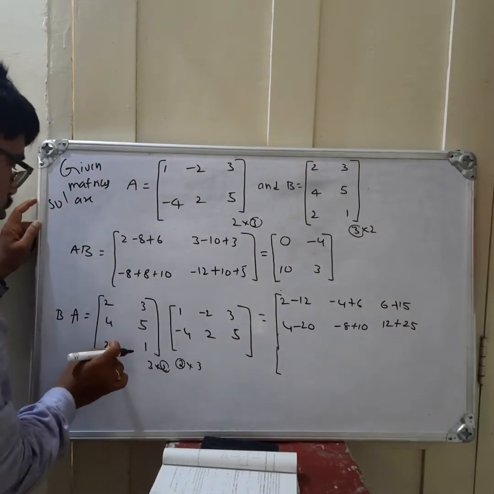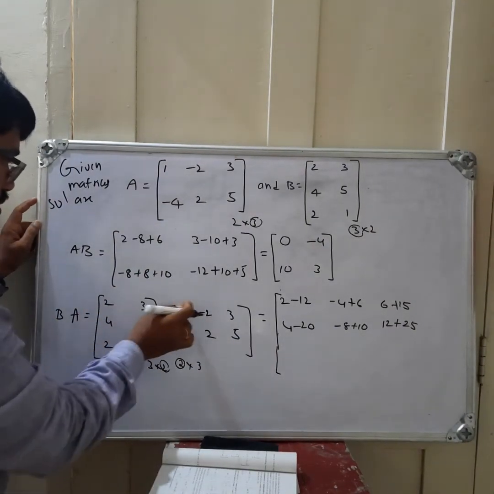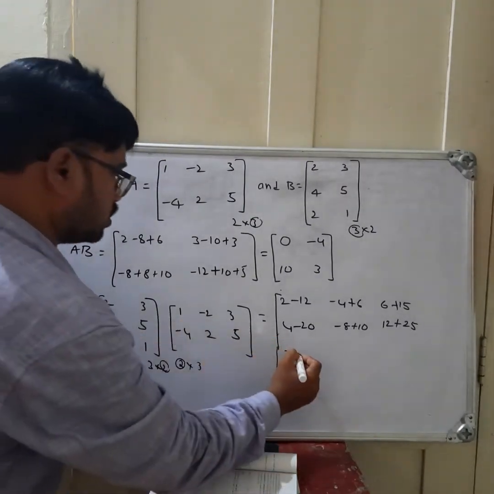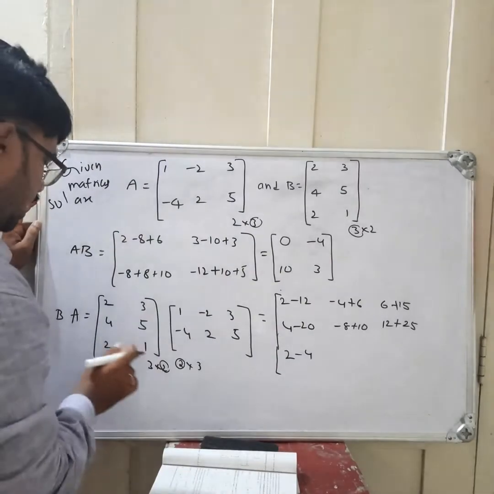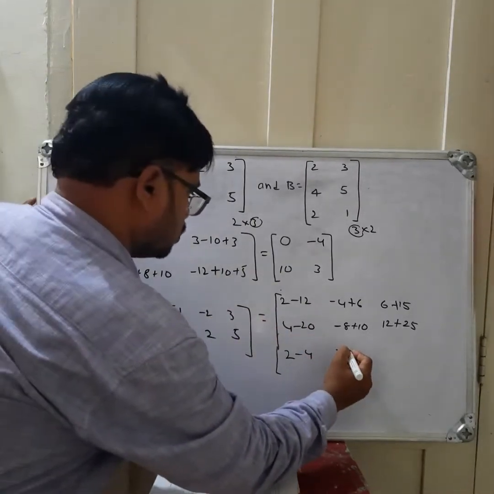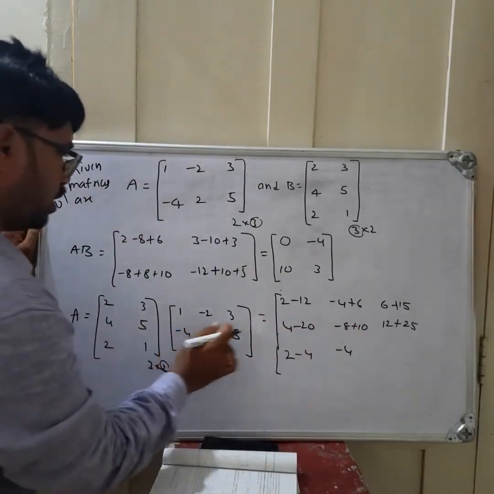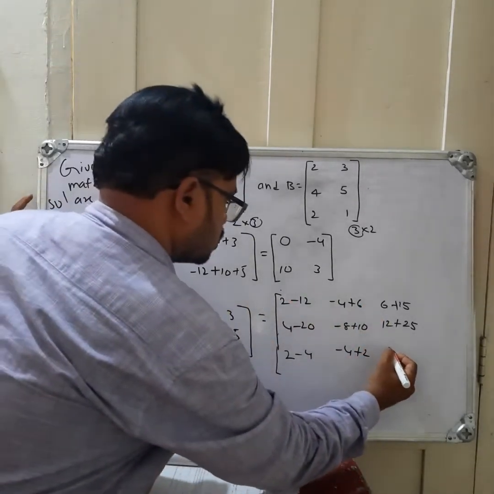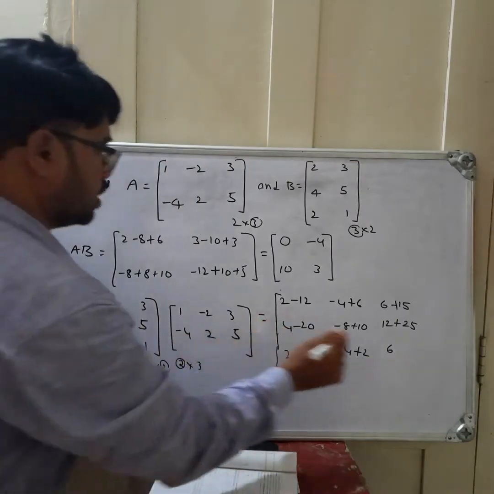And the next, 2 into 1, 2, 1 into minus 4, the value is minus 4. And next, 2 into minus 2, minus 4, and 1 into 2, plus 2. Next, 2 into 3, 6, plus 1 into 5.